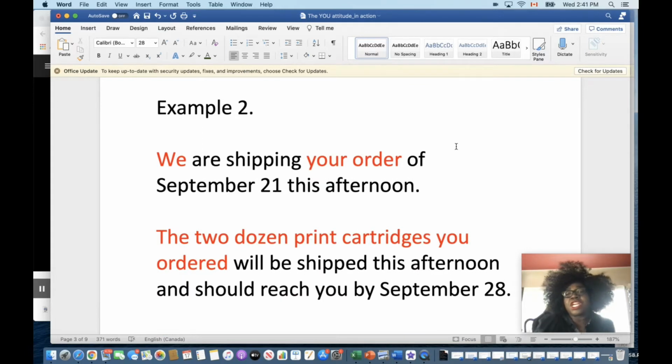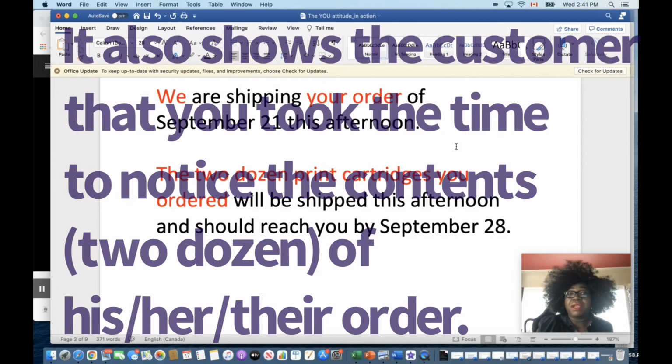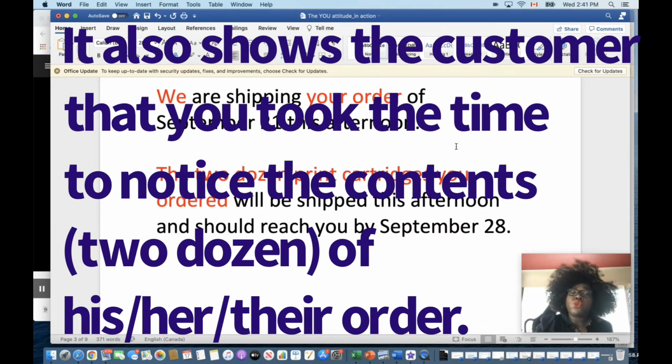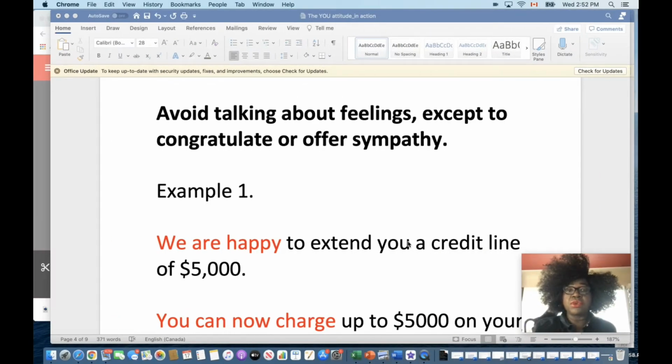Similarly for this one, we are shipping your order. That's talking about what you have done, which is not of as great importance. Because if you are the customer, you don't care when it was shipped. What you want to know is when you will get it. And that's why the second one is better, because it's telling you, 1, when it will arrive, and it's saying the 24 print cartridges you ordered. So we're saying you're even smart too, because you ordered them. So that's one example.